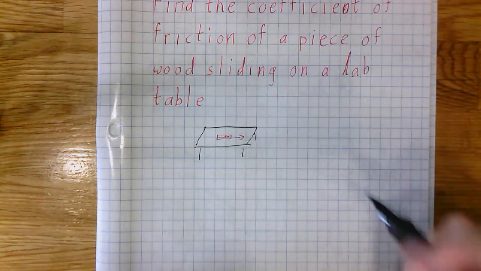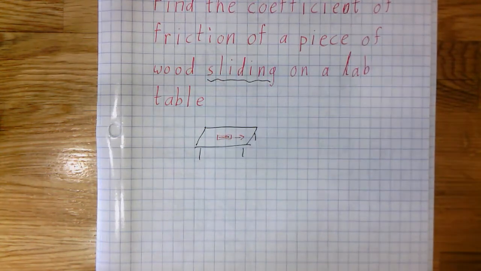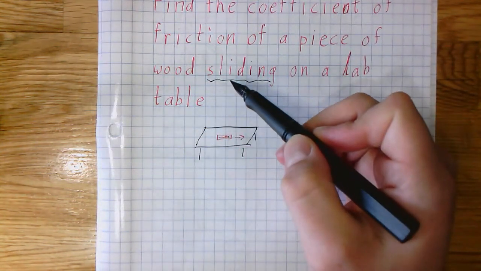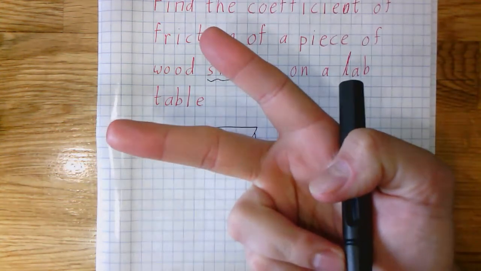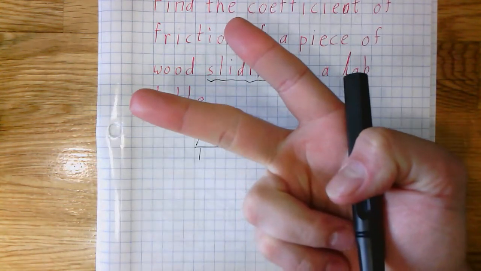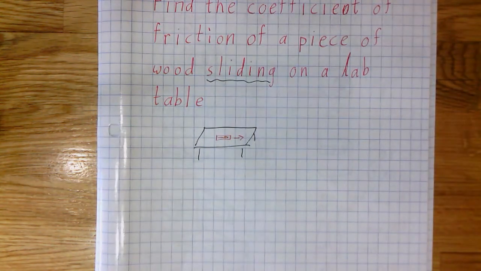The important thing in this question is that it says sliding. So now think to yourself, friction, sliding friction. We have two frictions, kinetic and static. Which one is it? Think to yourself, you should be hearing like the Jeopardy theme song.